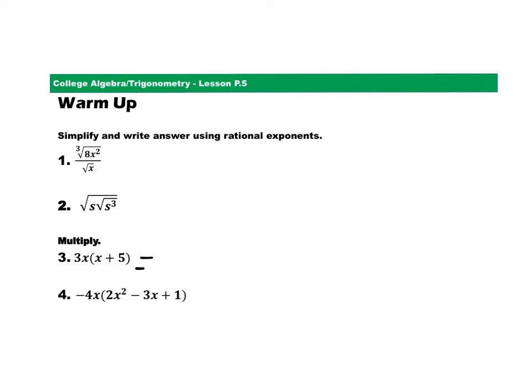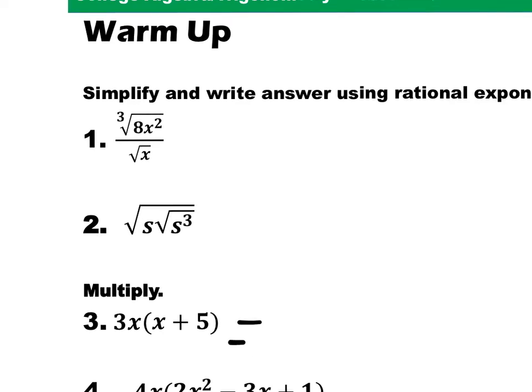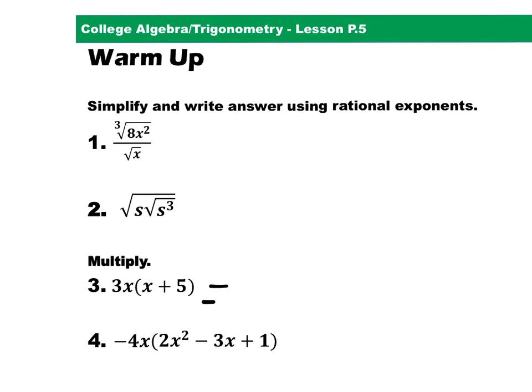This is section P.5. We're going to talk about adding, subtracting, and multiplying polynomials, all stuff that we've seen before. We kind of get out of the fraction stuff for a little bit, so that will be helpful, I know. If we're talking about simplifying answers and writing using rational exponents.